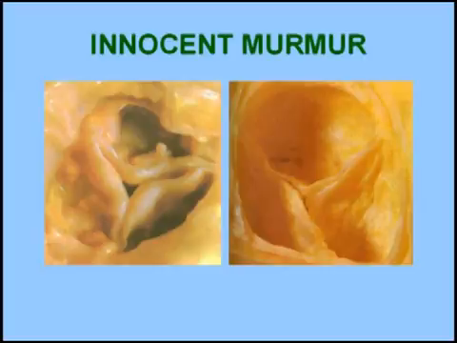In older adults, systolic ejection murmurs are often attributed to aortic sclerosis, with thickening of the aortic valve, as shown on the left. The thickened aortic valve in this setting identifies patients at increased risk of future cardiovascular events. Innocent murmurs, on the other hand, have no associated cardiovascular abnormalities, as shown by the normal aortic valve on the right.